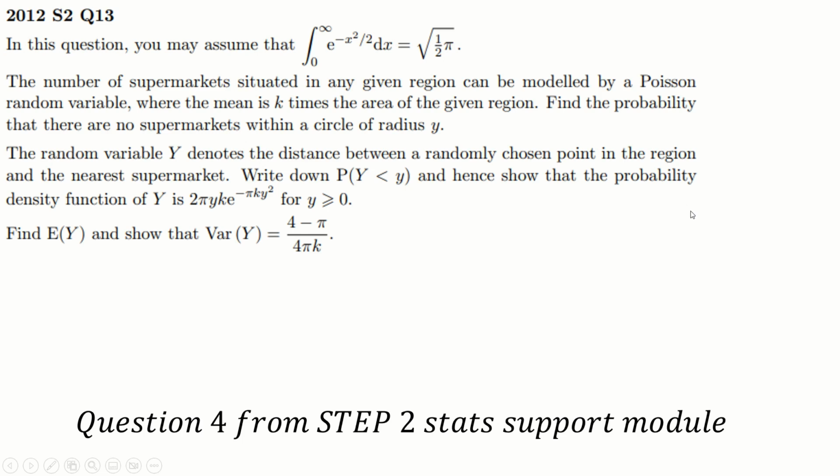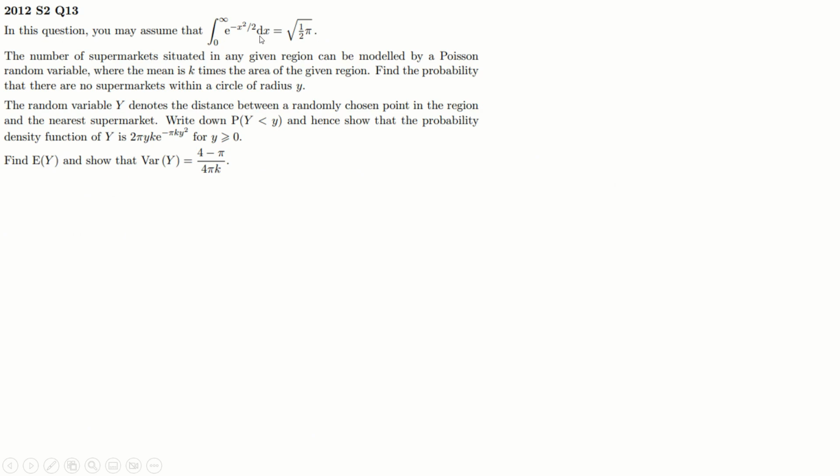This is Stats 2, question 13 from 2012. It's also question 4 from the Step 2 Stats support module. It's about a Poisson distribution. We've got this integral to start with, so at some point we are going to be using this, I'm sure.